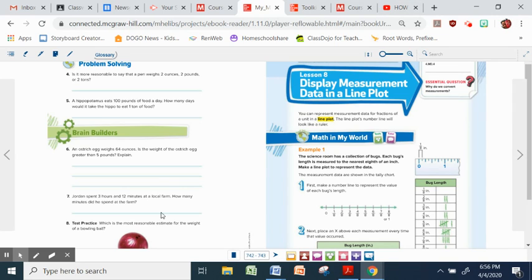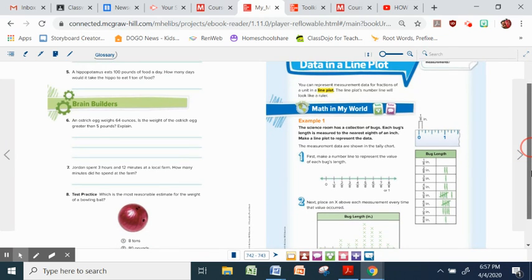So here we can read along, either with your eyes in your book or on the screen. We're going to learn about data in a line plot. A line plot is just that, so don't say, oh no, what's that? It is just a line that has different information that you need for measurements. It says here you can represent measurement data for fractions of a unit in a line plot. The line plot's number line will look like a ruler, exactly like the one you have. You're going to see the benefit of knowing how to do a line plot.